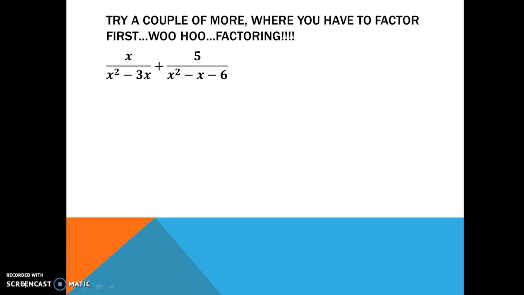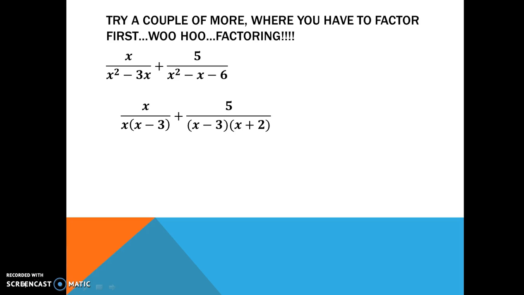All right, we got a couple more, and this time we're actually going to have to factor before we can get our denominators to match. So again, factoring, it just keeps coming back up. So I'm going to factor my first fraction, its denominator. It's a greatest common factor, so it's actually an x and an x minus 3.